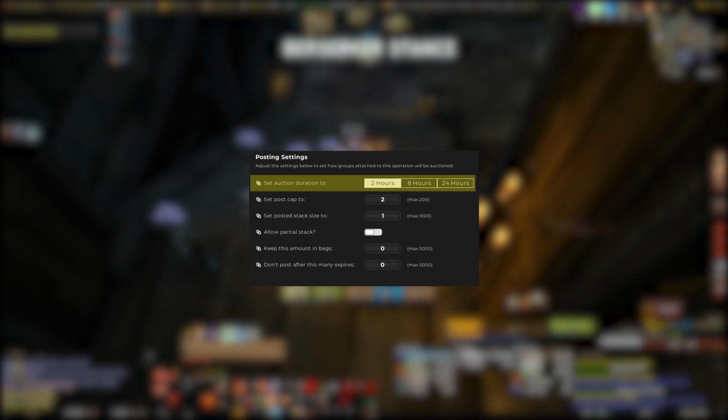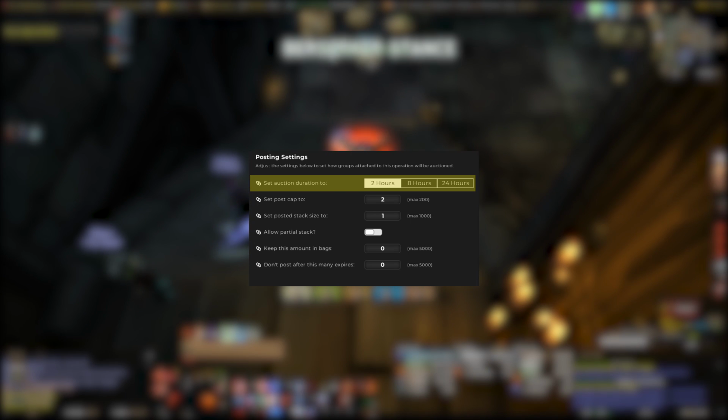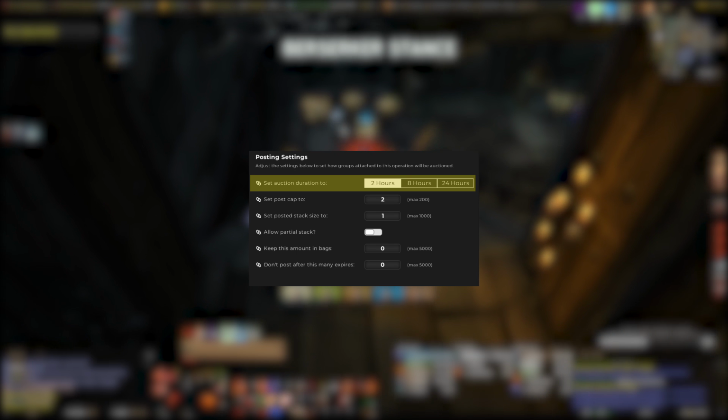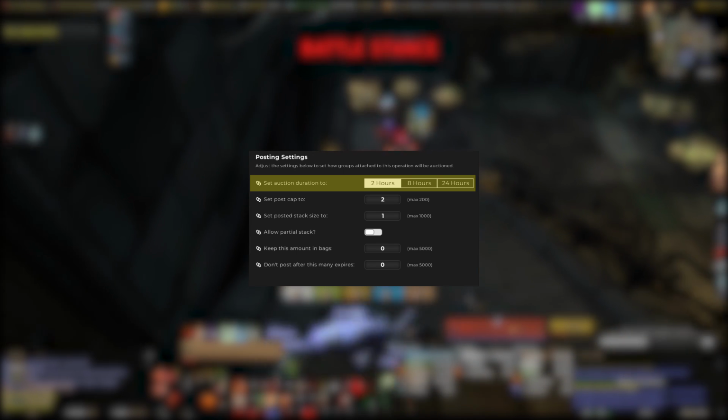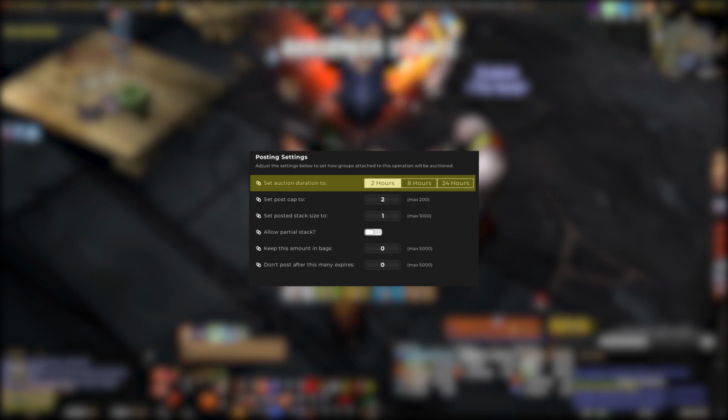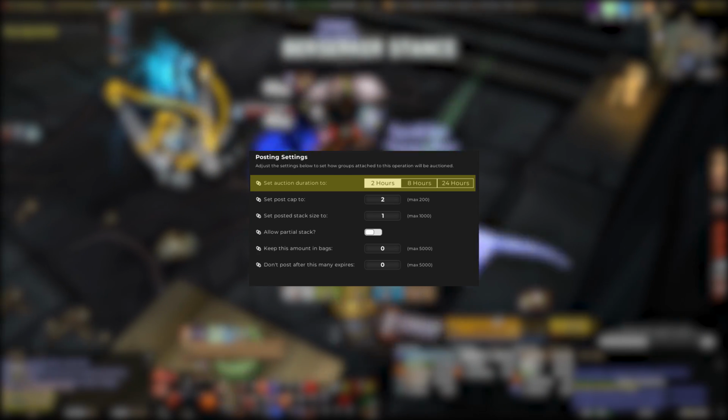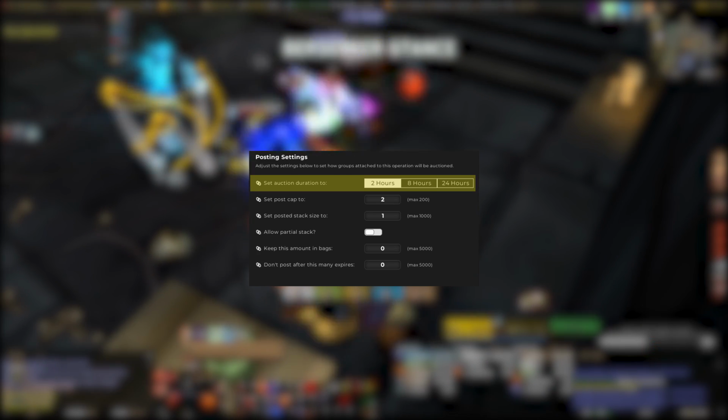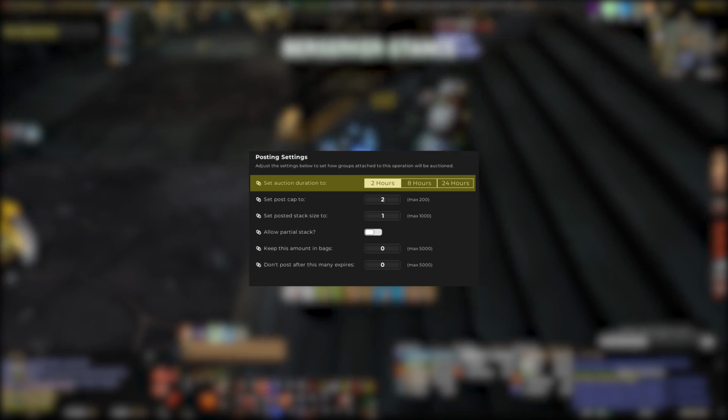Currently, on the days when I'm playing and doing my auctions, I generally have most of the day to be able to sort of micromanage my auction house. So I use the 2-hour posting system, and this gives me the maximum capacity to be able to go and collect my expired auctions and repost them. If the prices have changed or anything like that, I'll be able to adapt to that.